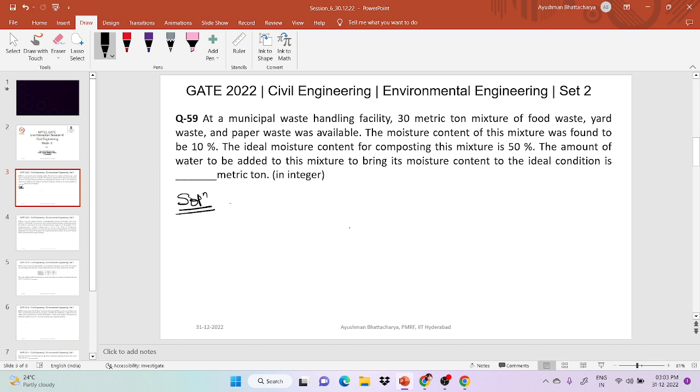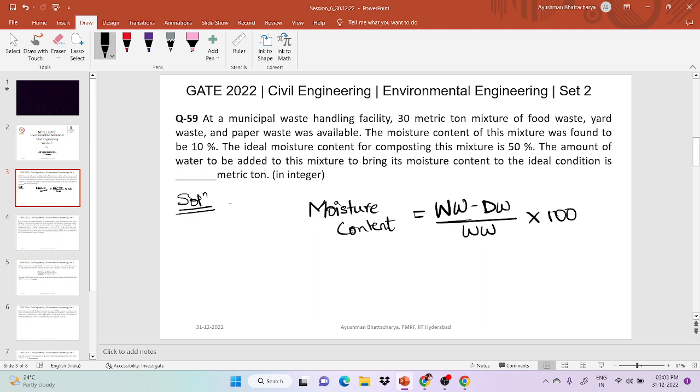So we know that moisture content is equal to the weight of wet waste minus the weight of dry waste, divided by the weight of wet waste, into 100. From the question they have given a weight of 30 metric ton of a mixture of food waste, yard waste and paper waste. Basically it is a wet waste because they have given the moisture content of this mixture as 10%.